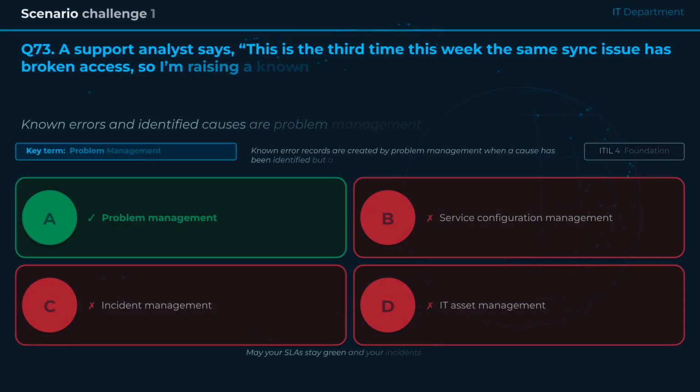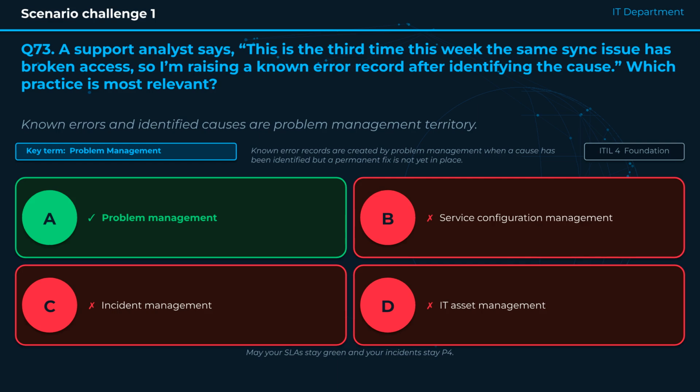The correct answer is A, problem management. Identifying the underlying cause of recurring incidents and creating a known error record is a core function of problem management. Known error records and identified causes are part of the problem management process.